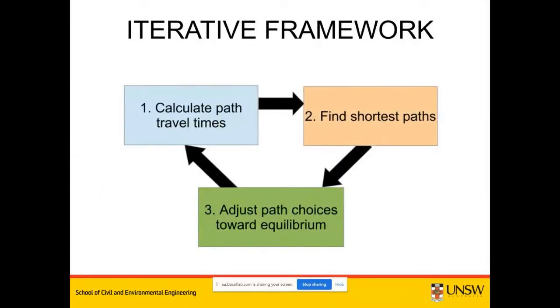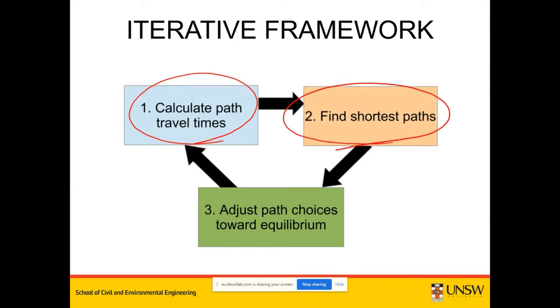I think we touched on this iterative framework last week, where we start with calculating path travel times, and then we find the shortest path using a Dijkstra algorithm or any other shortest path finding algorithm. And then we adjust path choices. We shift volumes from one path to another path in a smart way until we reach equilibrium. And we do this in an iterative manner.